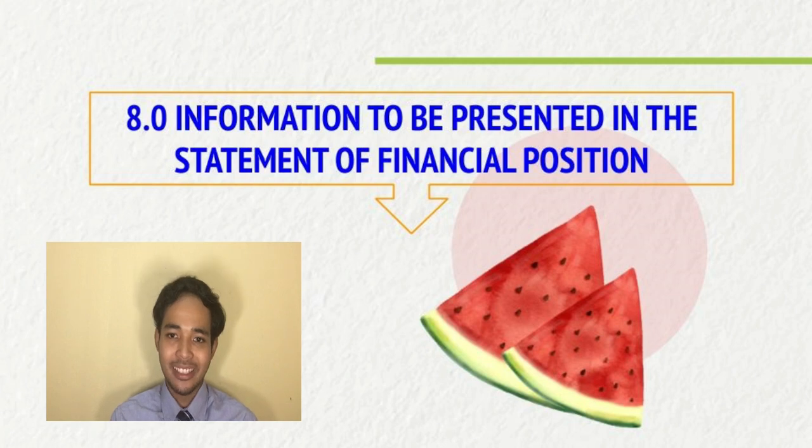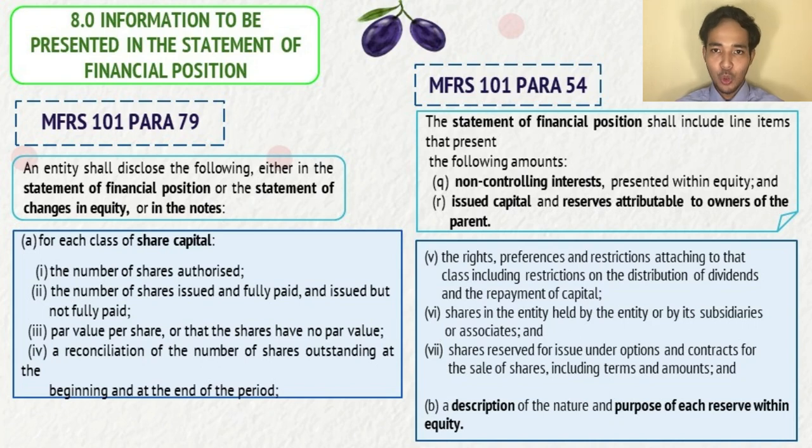Then, what is the information to be presented in the statement of financial position? According to MFRS 101 para 54, non-controlling interest, issued capital and reserves attributable to owners of the parent should be presented in the statement of financial position within the equity section, while in MFRS 101 para 79, an entity shall disclose each class of share capital and a description of the nature and purpose of each reserve within equity, either in the statement of financial position or the statement of changes in equity or in the notes.